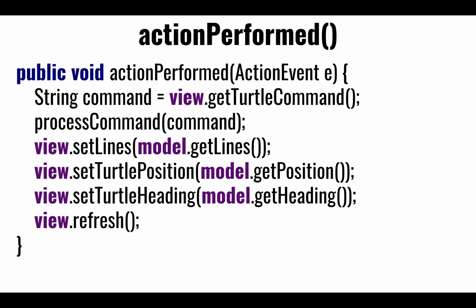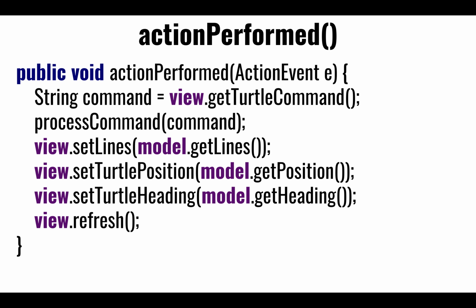Once it executes those commands, right? The move command, the turn command, they will all update the model. So by the time we come back from the process command, presumably the model has been modified. Right, it has a new line. The turtle has moved. The turtle has turned. Whatever, right? And then we can now iterate over the view and say, hey, the model has a new line, right? Or the turtle moved. It has a new position.